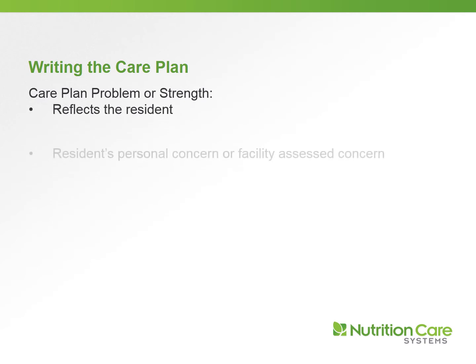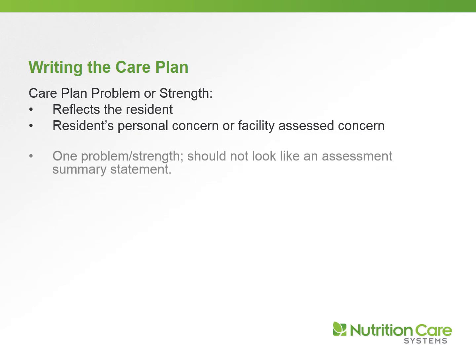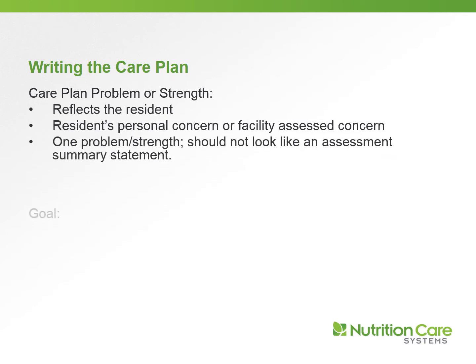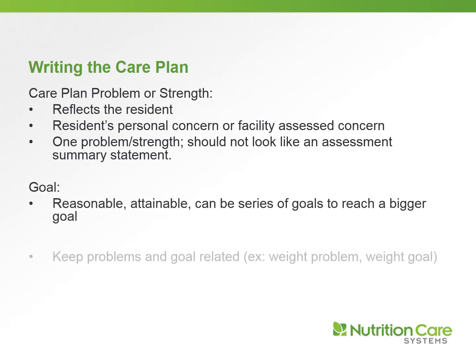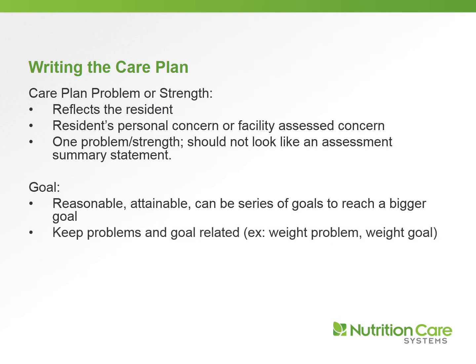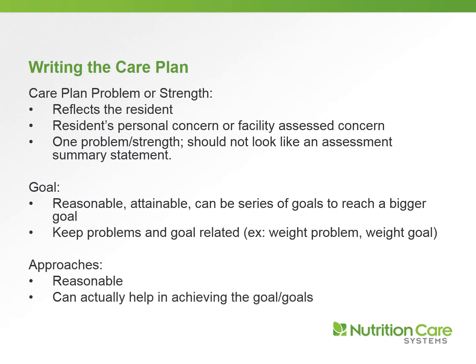So in the care plan, the problem or strength reflects the resident's personal concern or facility assessed concern. One problem or strength should not look like an assessment summary statement. Goals should be reasonable, attainable, can be a series of goals to reach a bigger goal. Keep problems and goal related. So example, weight problem, weight goal. And then approaches, they should be reasonable. They should also actually help to achieve the goals or goal.